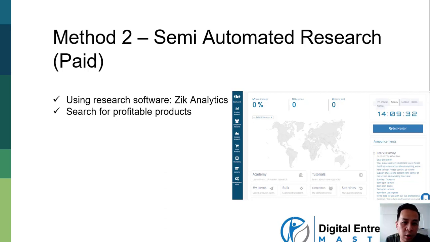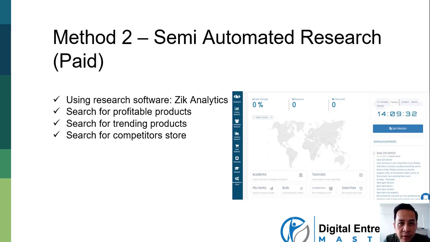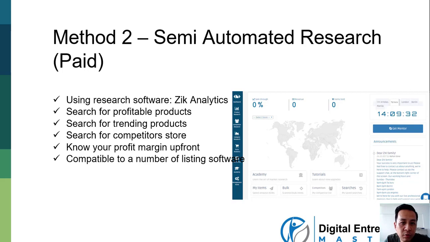Due to the complexity of this particular software, I will do a separate video on it, which you can check out in the next sections. Basically, you can search for trending products as well, find different competitors' stores, and know your profit margin upfront before you list them. This software is also compatible with a lot of listing software, meaning that you can export and list using another listing software. So yep, I'll show you in a while.